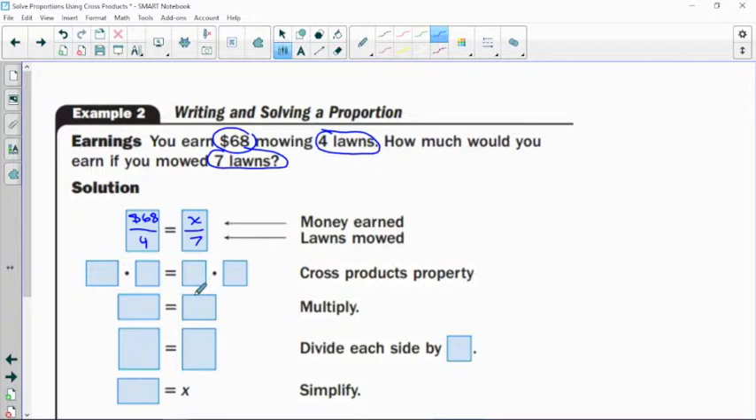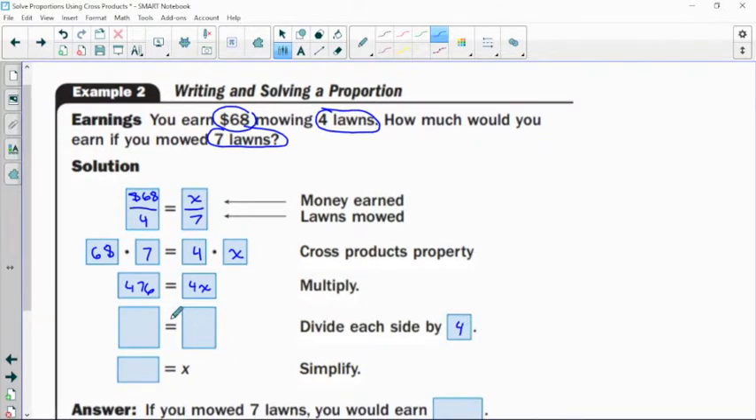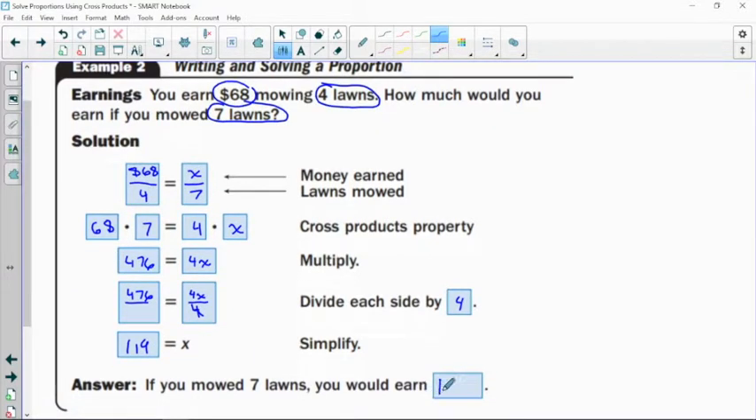7 lawns. So the cross product property says that 68 times 7 will be the same thing as 4 times x. 4x equals 68 times 7, which is 476. So I'll divide by 4 to get my answer. And I get 119. So if I mowed 7 lawns, I would earn $119.